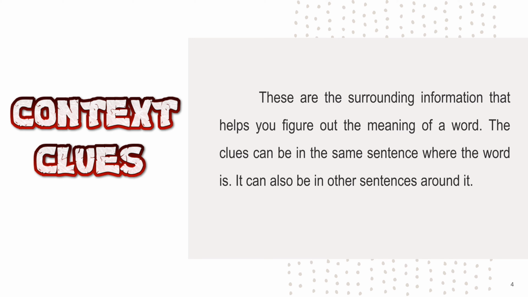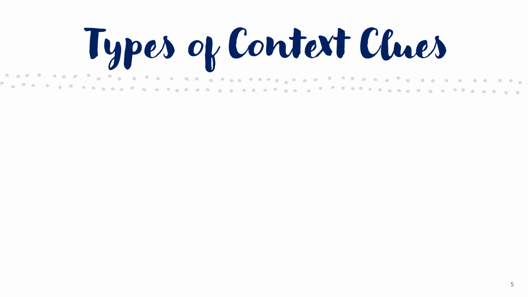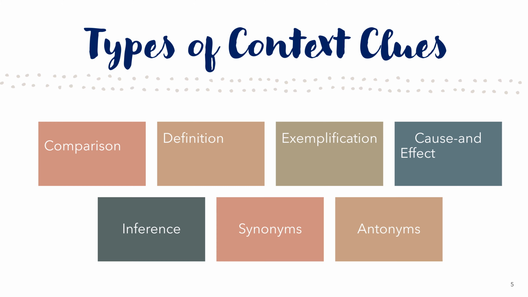When we say context clues, these are the surrounding information that helps you figure out the meaning of a difficult word. The clues can be in the same sentence where the word is. It can also be in other sentences around it. Basically, these are the types of context clues. We have comparison, definition, exemplification, cause and effect, inference, synonyms, and antonyms. Now, let's take a look at each type.